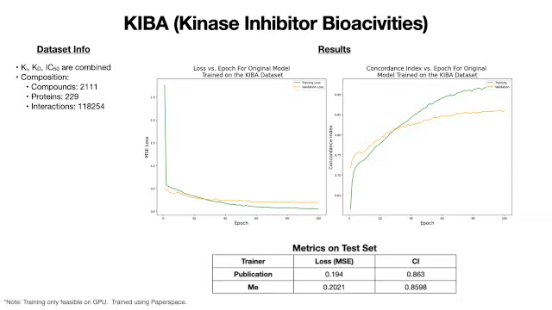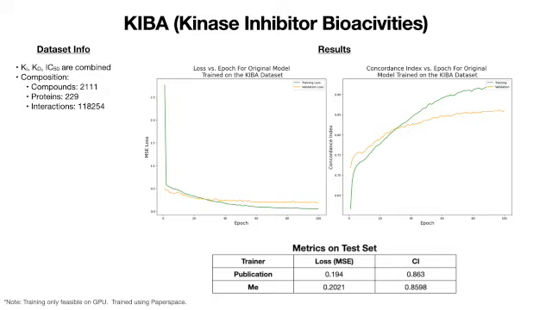So I was able to pull apart the model and the code, remove the five-fold cross-validation, and move on to the two data sets that they basically showed that their model was working. And the first was called KIBA, which stands for kinase inhibitor bioactivities. Some information about this particular data set is shown on the left. In terms of the training, I was able to successfully train the model and reproduce what they published.